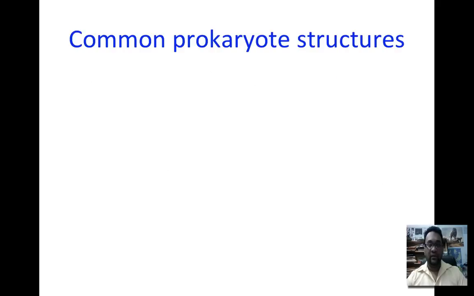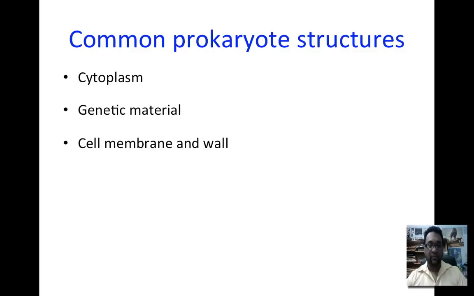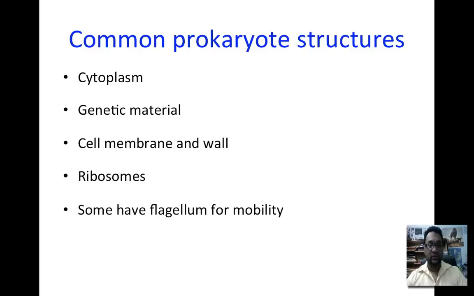So common prokaryotic structures: you'll have a cytoplasm, genetic material, cell membrane and cell wall, ribosomes, and some will have flagellum to move around. But all prokaryotes will have no membrane-bound organelles. Membrane-bound organelles are found only in eukaryotic cells.